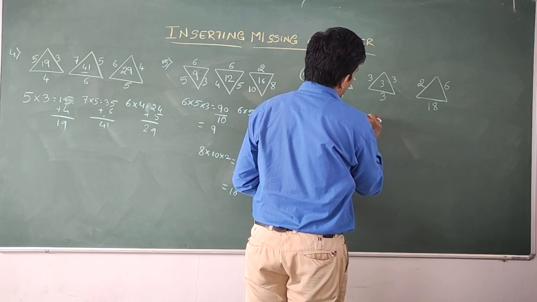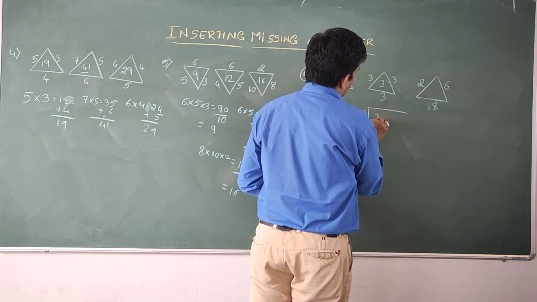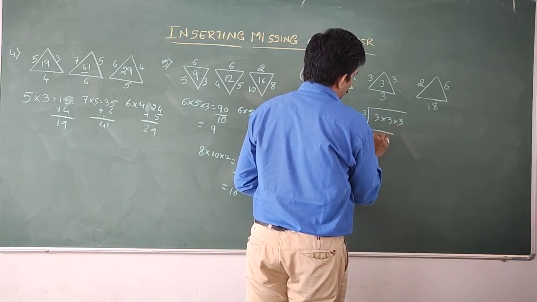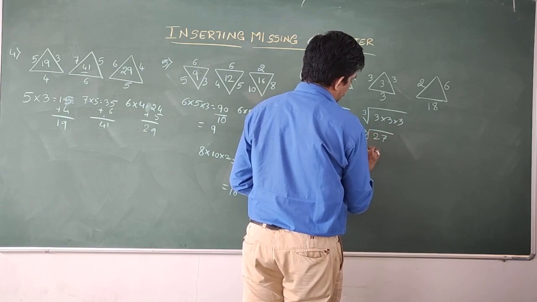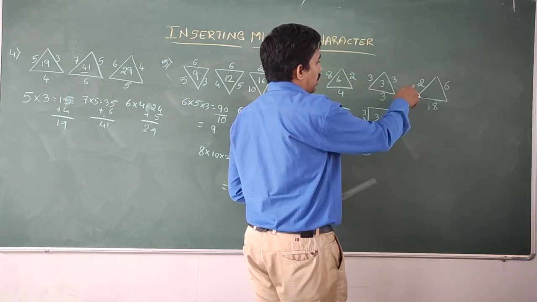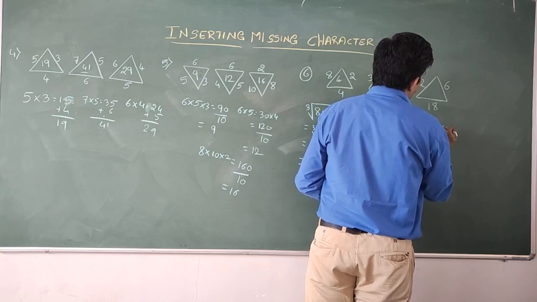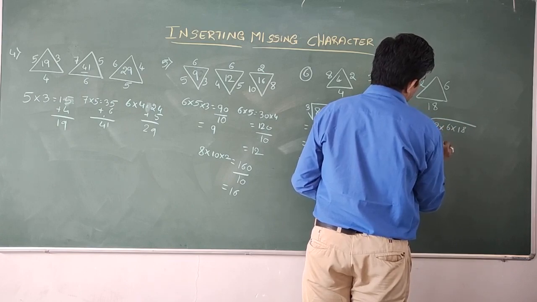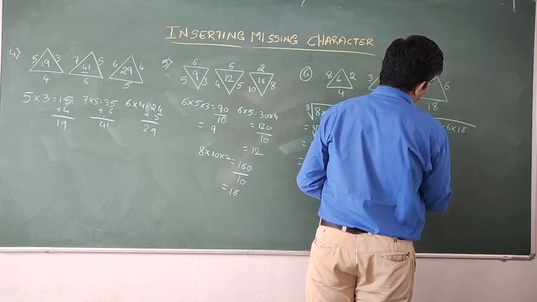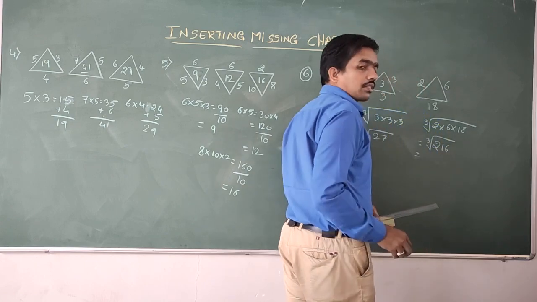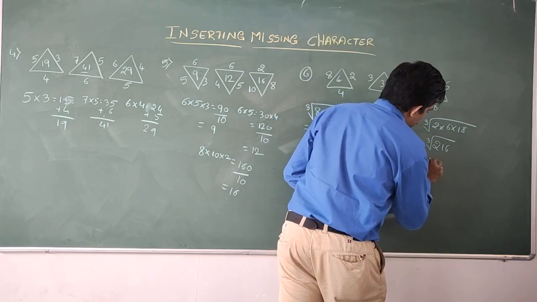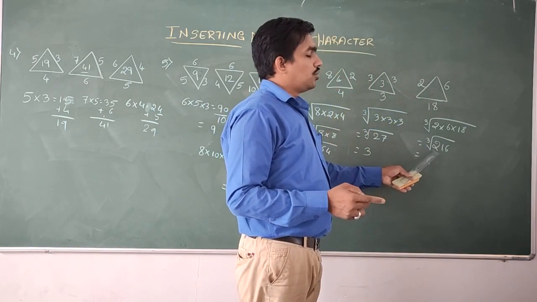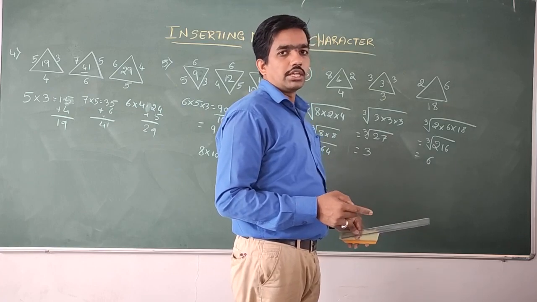Now apply the same logic. Cube root of 3 into 3 into 3, that is cube root of 27. The answer is 3. And coming to the next question, 2 into 6 into 18, cube root, that equals cube root of 216. So our answer is 6. 6 6s are 36, 36 6s are 216. So our answer is 6.